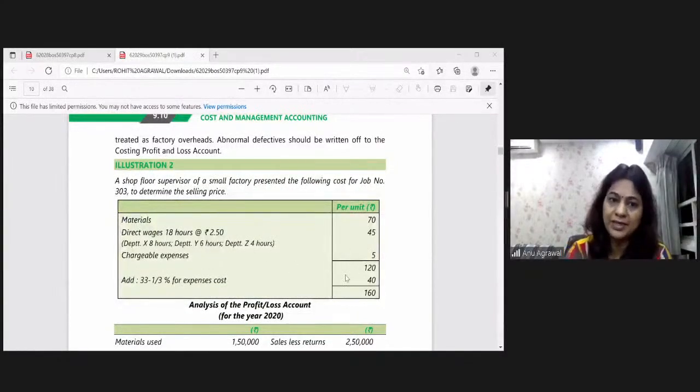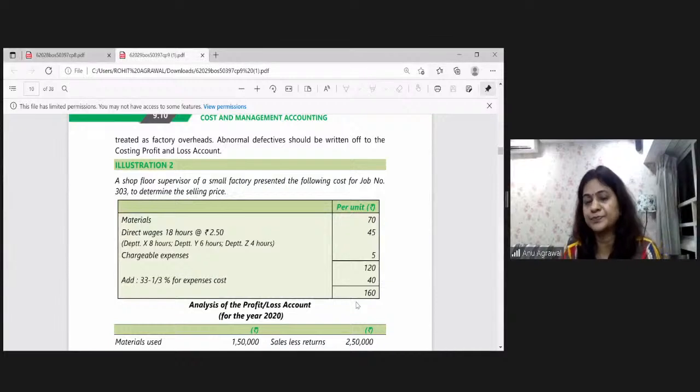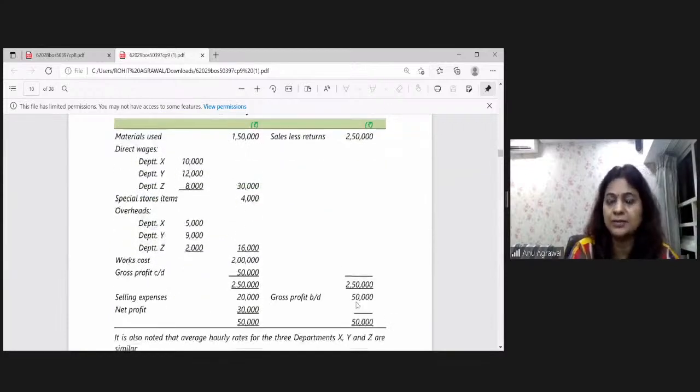And they've also told me that we need to add so much of profit. But what is incomplete in this? There are no overheads added. Yes, I need to add up overheads. Now they have not given me overheads, but they have given me some sheet.